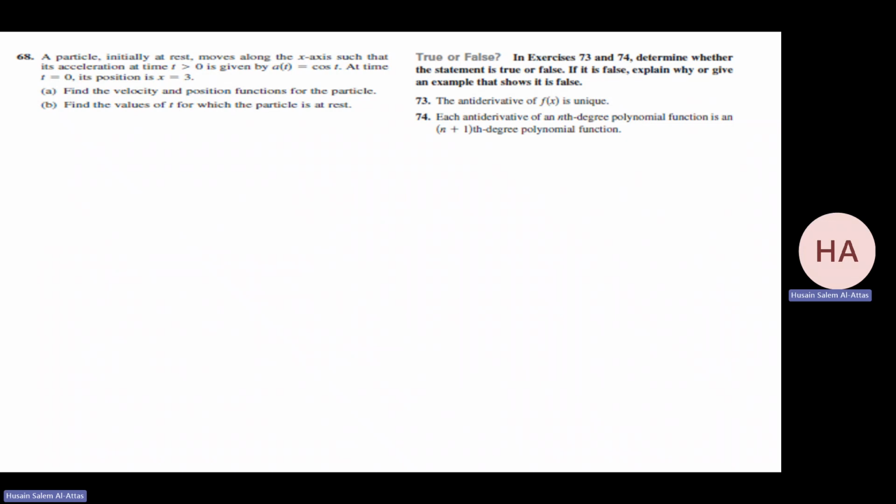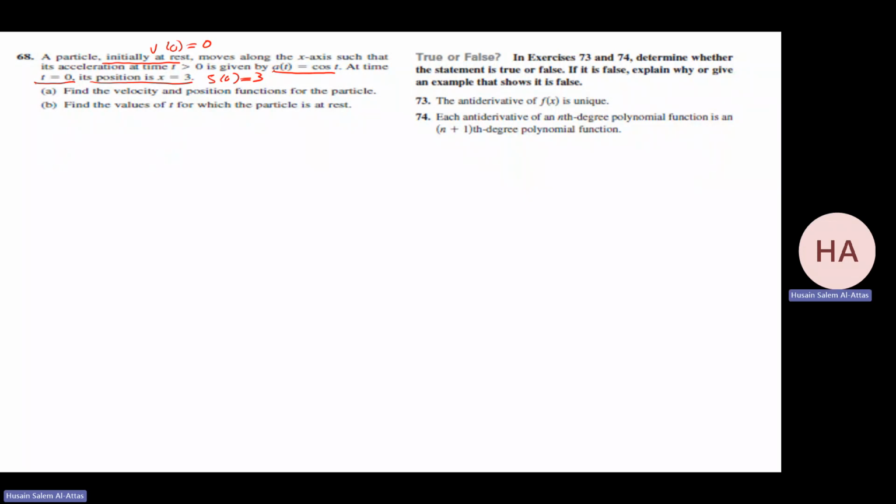68. A particle initially at rest. So I have s at 0. Initially at rest, the acceleration is this. At time t equals 0, the position is x equals 3. So I have s at 0 equals 3. Find the velocity and position function.